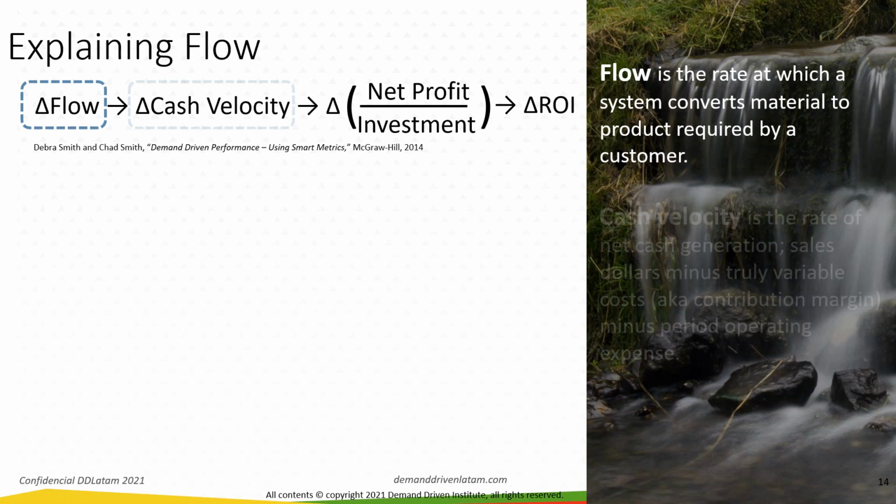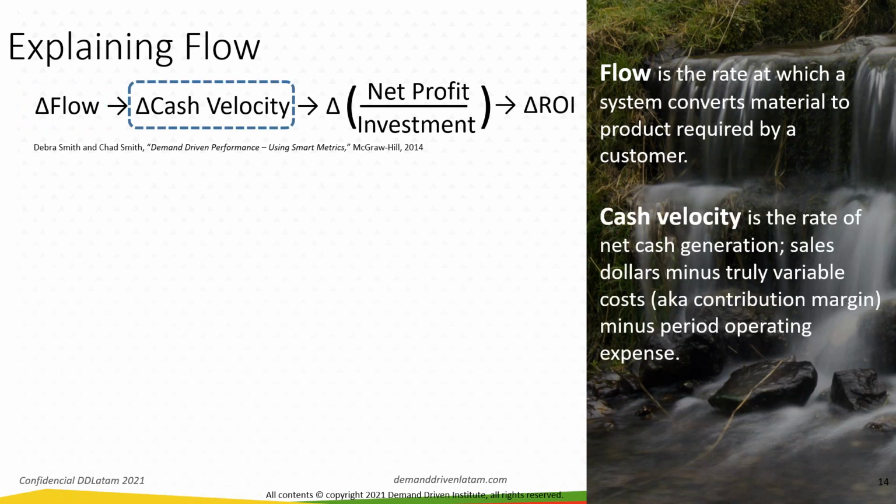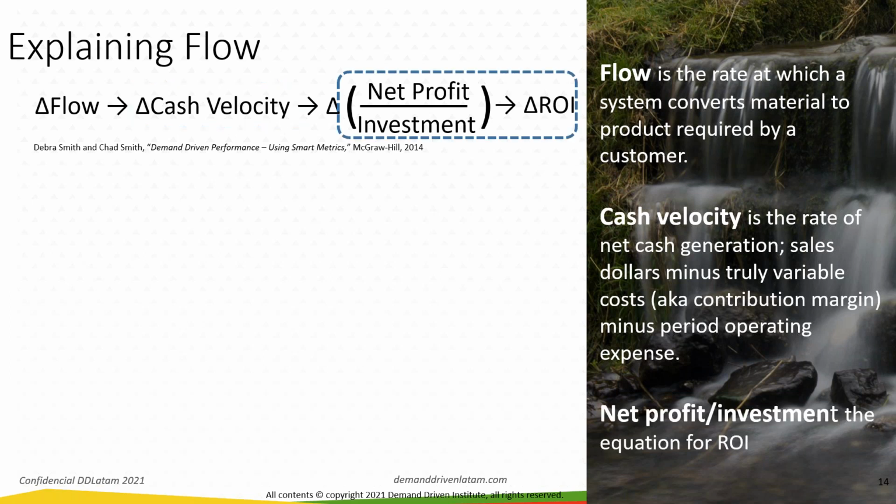And our cash velocity is our rate of net cash generation. How do I define that? Well, let's look at managerial accounting. That's revenue minus variable cost. Okay, it's also known as contribution margin. Now, in the theory of constraints world, that's also known as throughput. But we also have to subtract our period operating expense. How much cash did we use to continue to exist during this same time period? And then net profit divided by investment is, and always has been, the equation for return on investment.